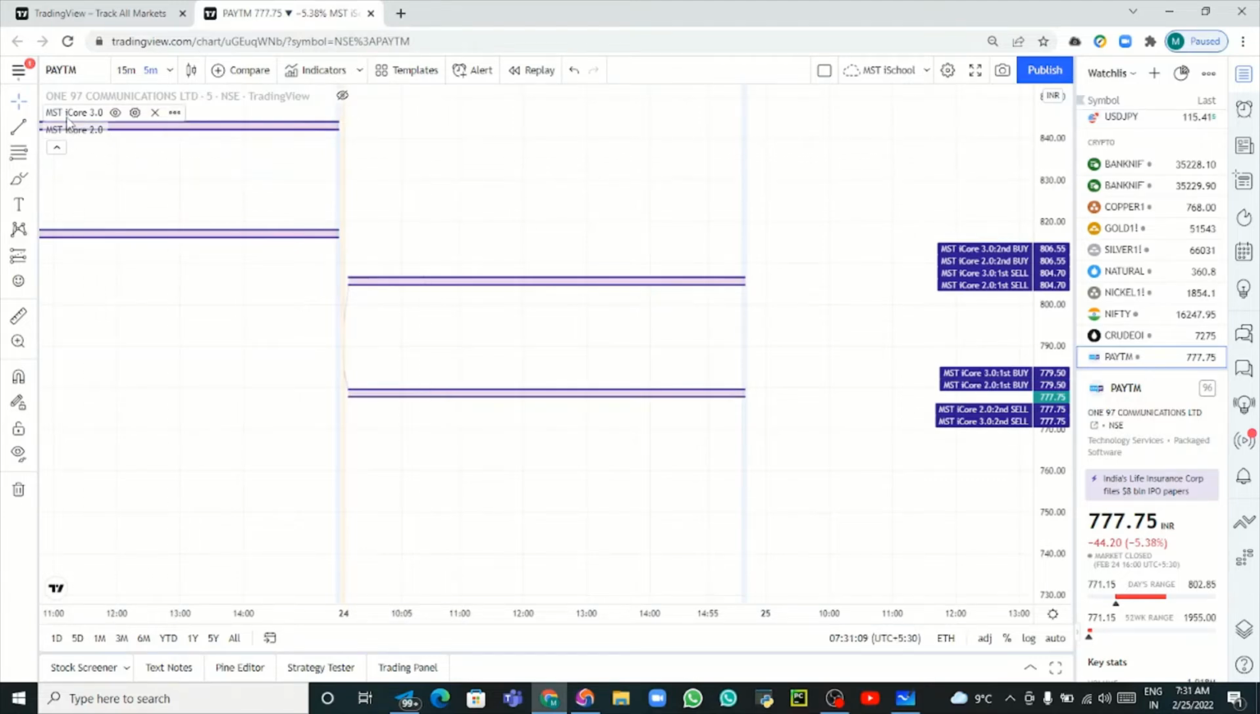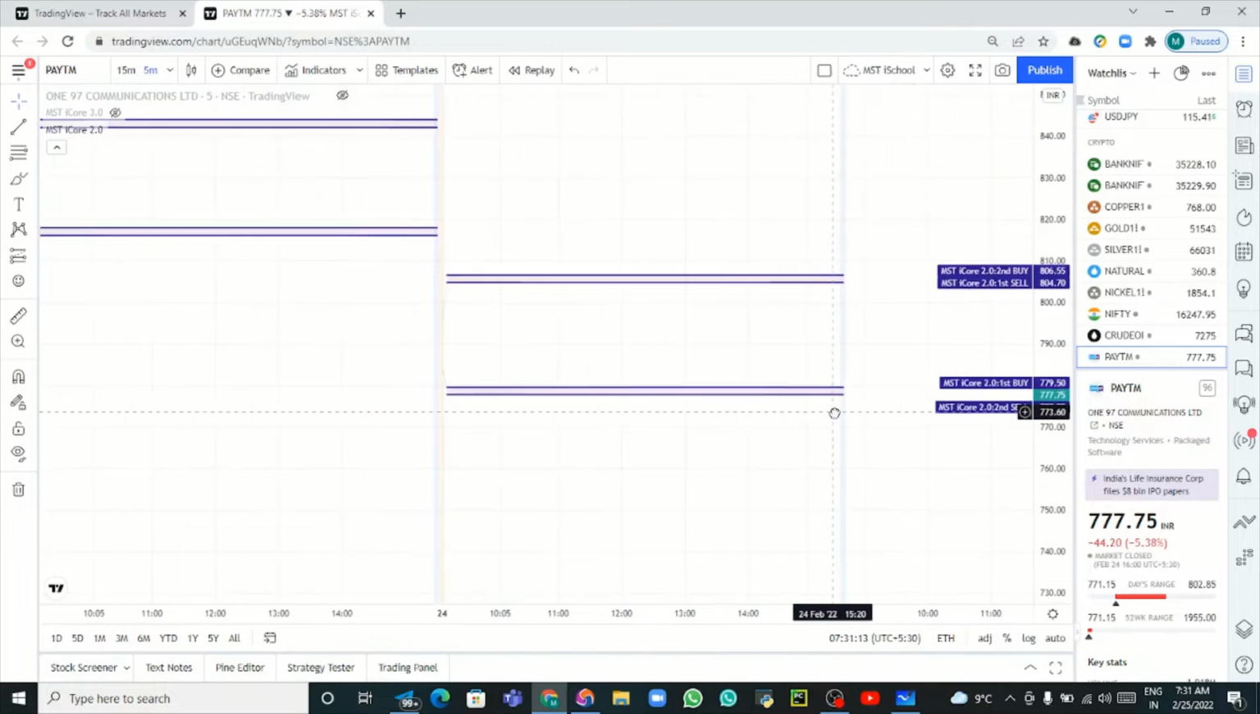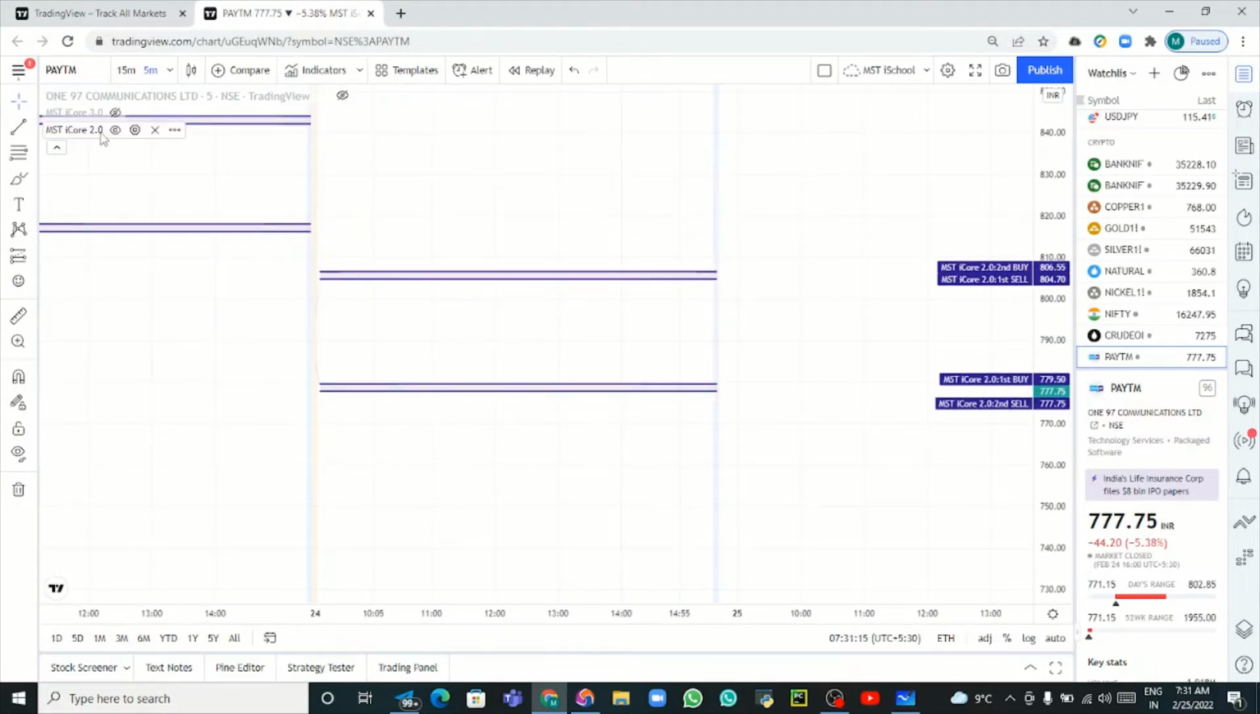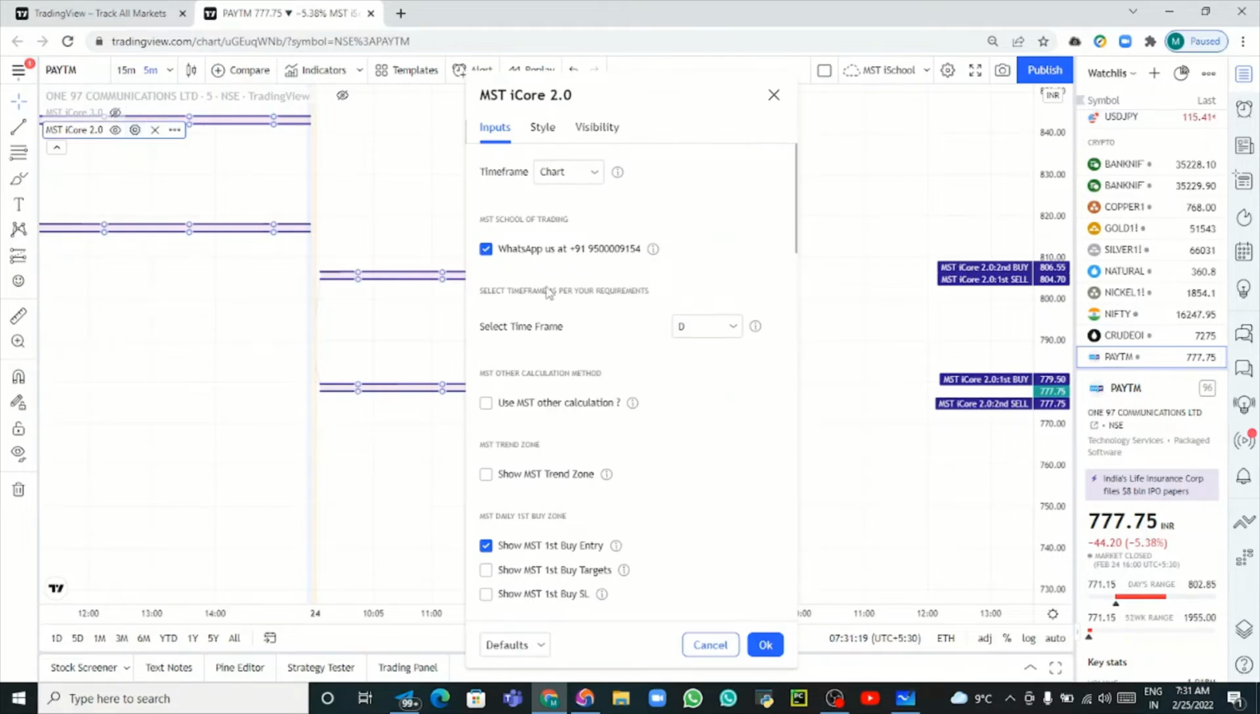See, in iCore 2.0 and 3.0, the initial settings are same. There will be nothing different. Okay, only some extra features are there in the 3.0. Now let me come to 2.0 first. In the 2.0, we have the first initial section is the chart time frame. What is chart time frame?